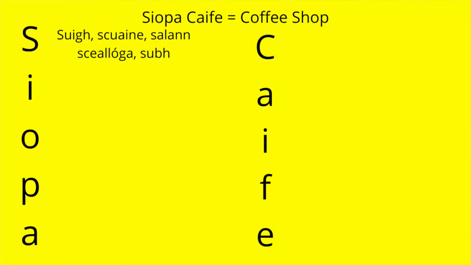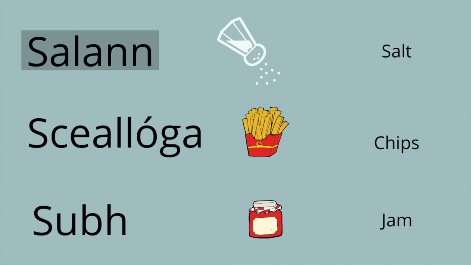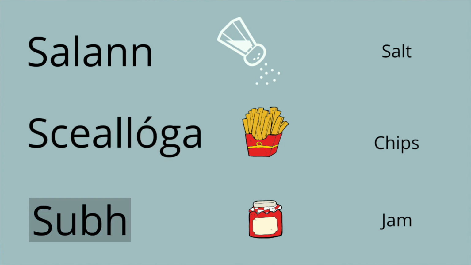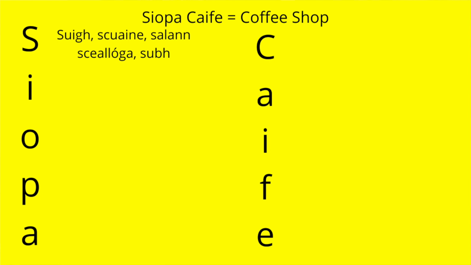Some foods then, that's good to know, beginning with the letter S. Solon, which means salt. Scaloga, which means chips, or in America they're called French fries. And suv, which means jam.